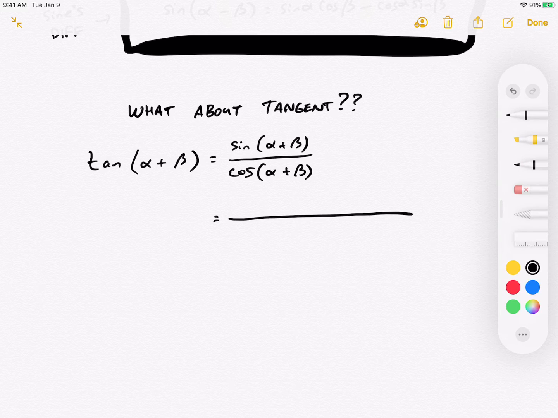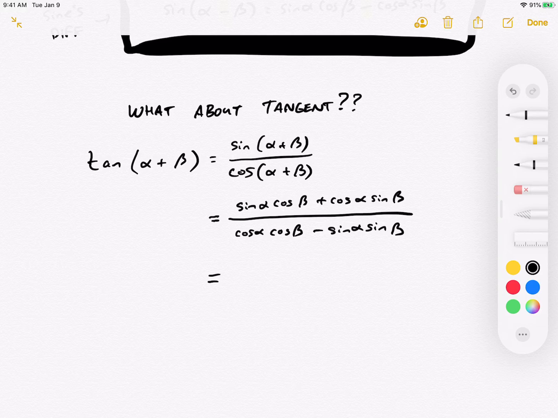In the numerator, you can write out sine's sum, which is sine alpha cos beta plus cos alpha sine beta. And in the denominator, you can write out cosine's sum, which is cos alpha cos beta minus sine alpha sine beta. And once again, you could certainly stop there, but it makes some sense to see, is it possible to get this all in terms of tangents? After all, it's the tan sum formula, so it seems weird to use sines and cosines.